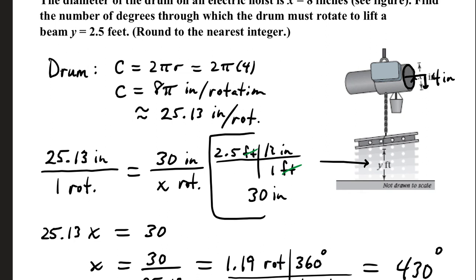In degrees, a rotation is 360 degrees, so you can cancel those rotations. 1.19 times 360 tells us that the drum would have to rotate 430 degrees in order to lift that beam 30 inches.